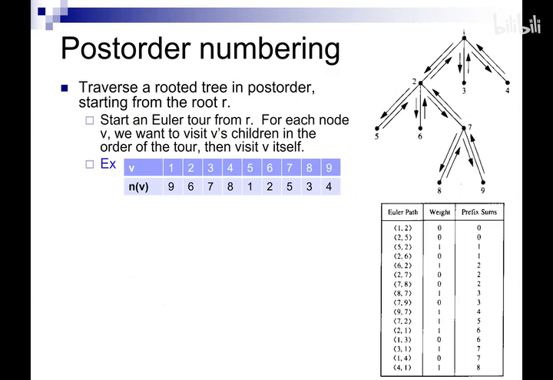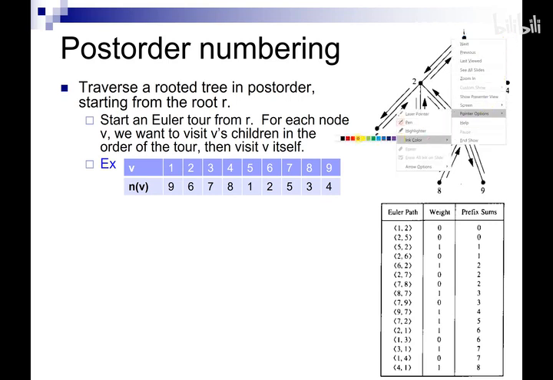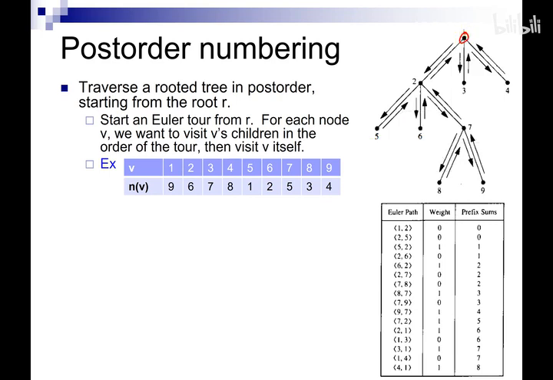Okay, so the next problem is about computing a post-order numbering. Remember that the post-order numbering is basically, for each node, we visit all of its children before we visit that node. In order to do this, we need to start at a root. So let's say that the root of this tree is going to be 1. Then the order that we're going to process these nodes is that for each node, we process its children before we process the node itself.